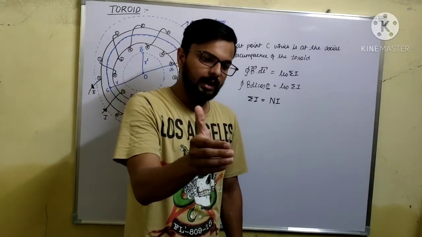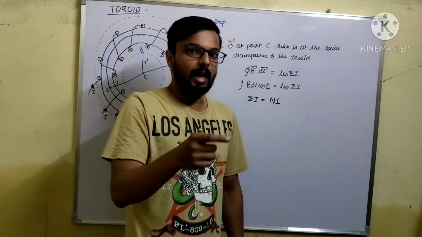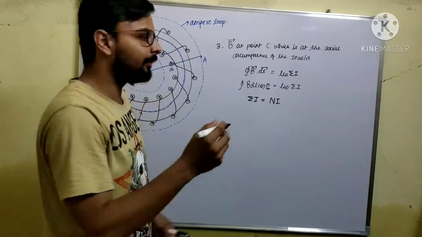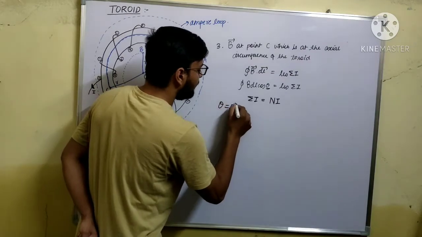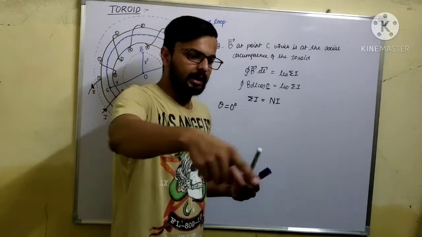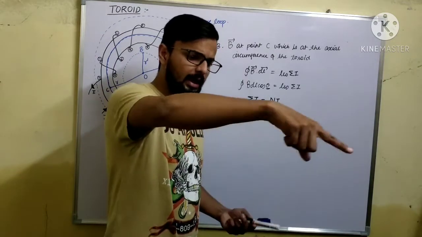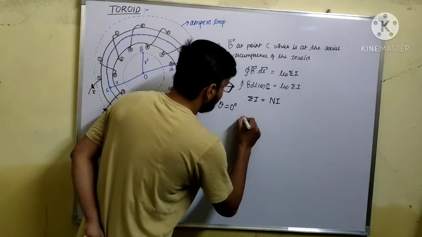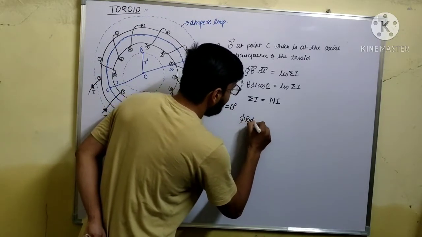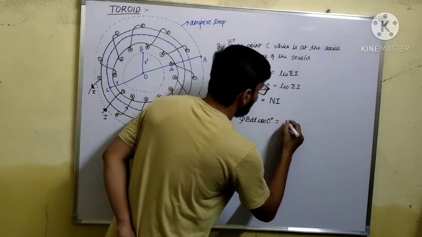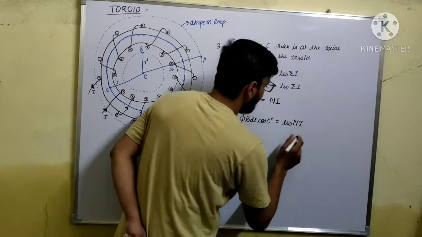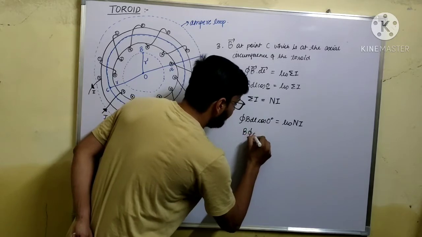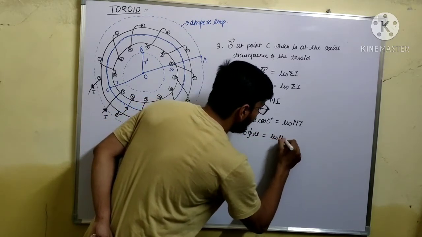The direction of magnetic field is around the circumference of that Ampere loop, and the element dl is also along the circumference of the Ampere loop. So from this it is clear that theta is 0 degree, because both the magnetic field and the element dl are parallel to each other. So you get the line integration of B dl cos 0 equal to mu naught N I. The value of cos 0 is 1, so B times the line integration of dl is equal to mu naught N I.